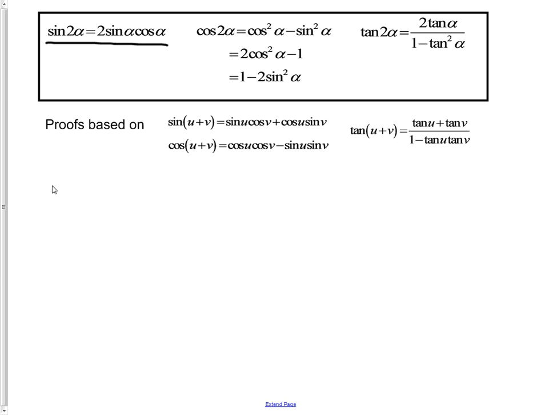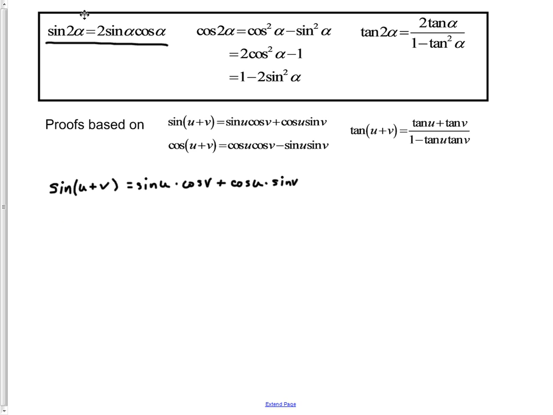Well, in the last section, we would have said that the sine of u plus v is exactly the same as talking about the sine of u times the cosine of v added to the cosine of u times the sine of v. So how does that help us?